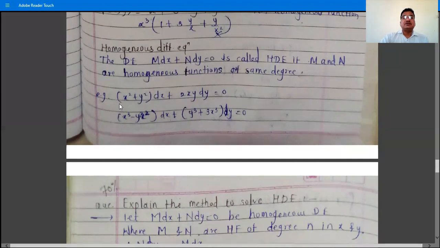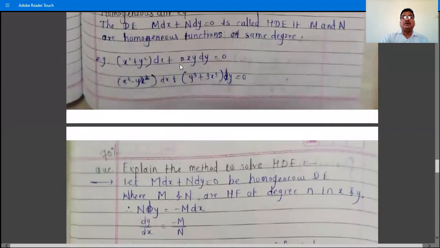For example, (x square plus y square) dx plus 2xy dy is equal to 0. This is a homogeneous differential equation because M is x square plus y square, a homogeneous function of degree 2, while N is 2xy, which is also a homogeneous function of degree 2. So this whole is a homogeneous differential equation.